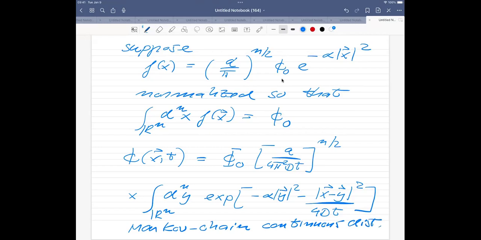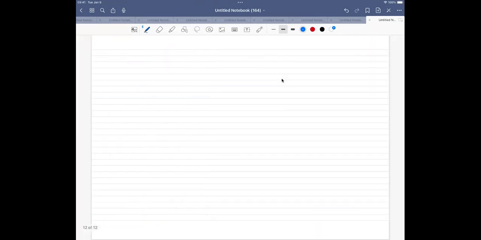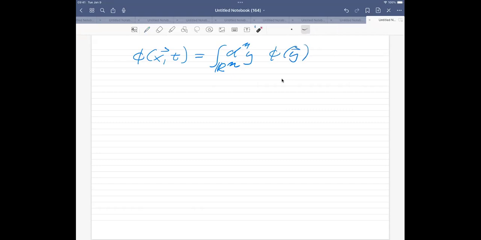And I can actually set this up in a more compact way. So what I could do is write this in a more compact way as follows. So I have an integral over the spatial degrees of freedom, over d and y. And now I have my function phi of y. So that could be my initial condition. Notice that this is assumed to be time independent here.